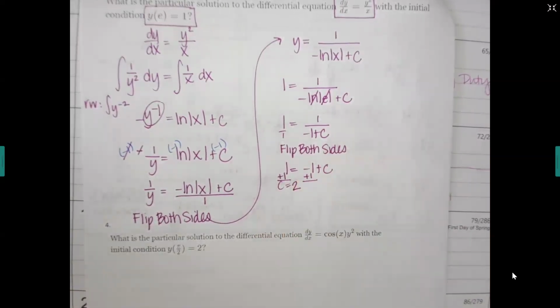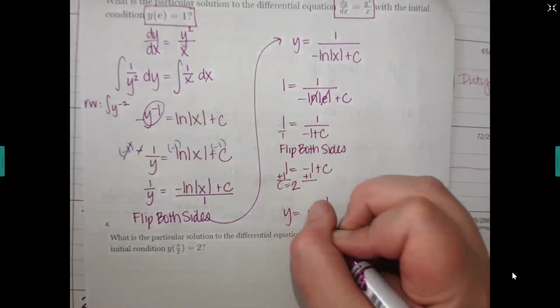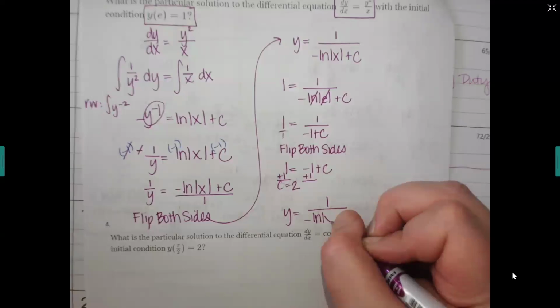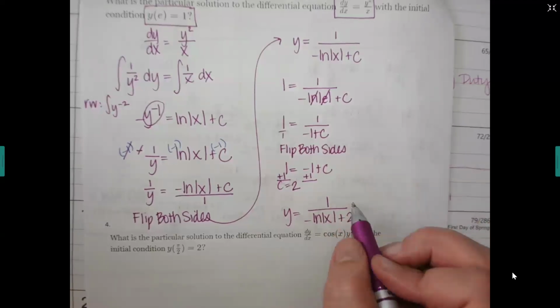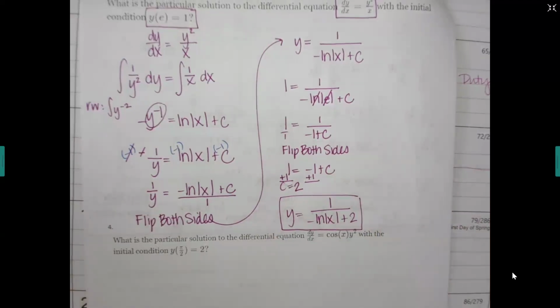Okay, and then from there, don't forget, this is my general solution. When I change that c to a 2, then it's my particular solution. So it'd be y equals 1 over -ln x plus 2. Okay, and you'll work the question below that very similarly to the way that we worked that. Go ahead and turn the page.